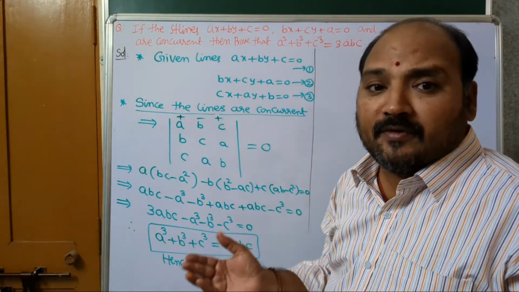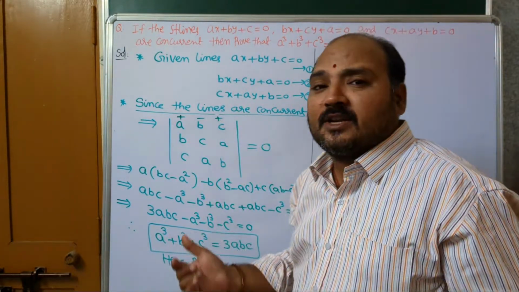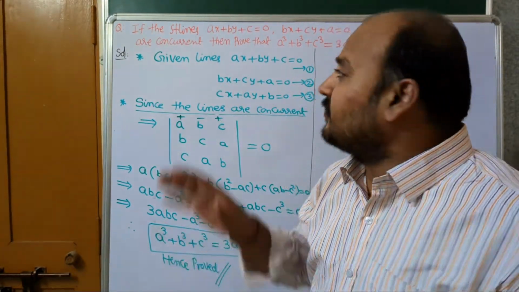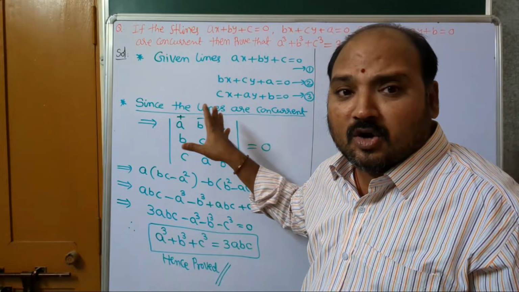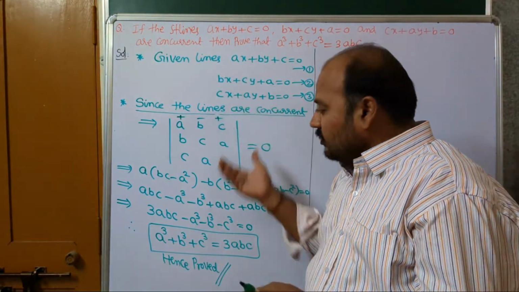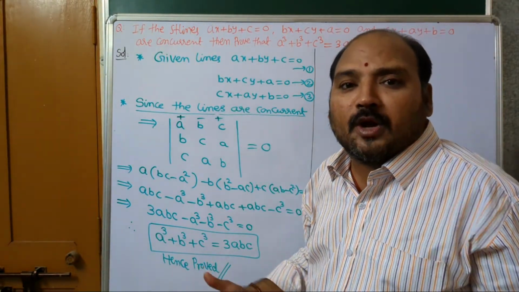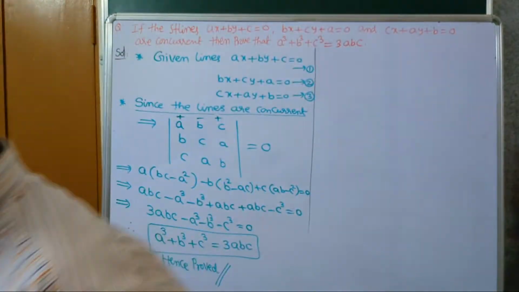That is the way. The way of asking the question, you can give the answer in the different way. Suppose if they are asking in this way, if the lines are concurrent, show the condition means you have to prove in that way. I hope you understand. I will move to another question.